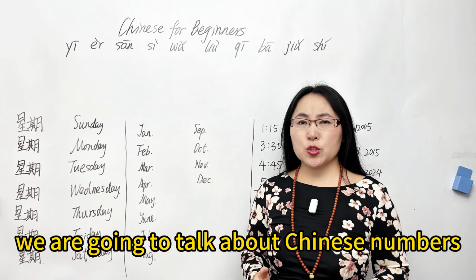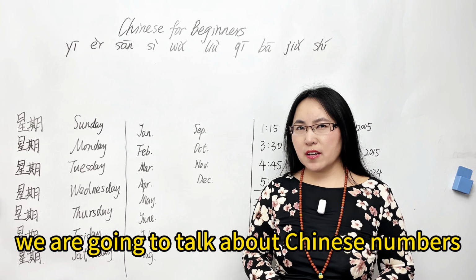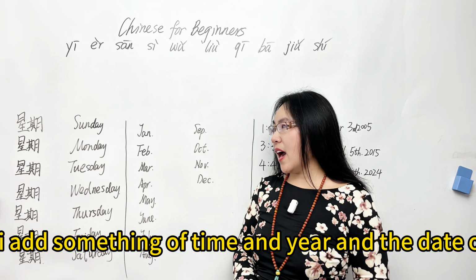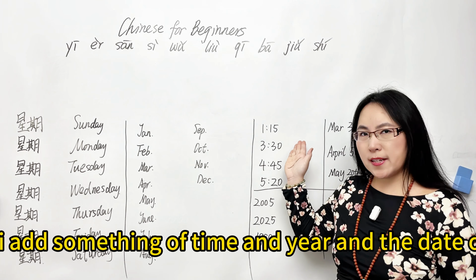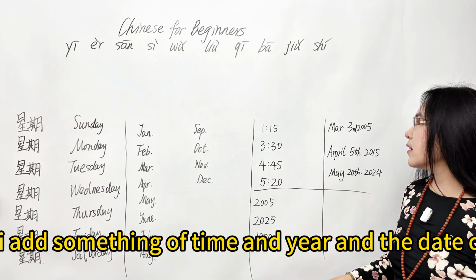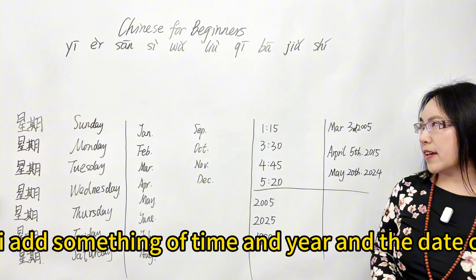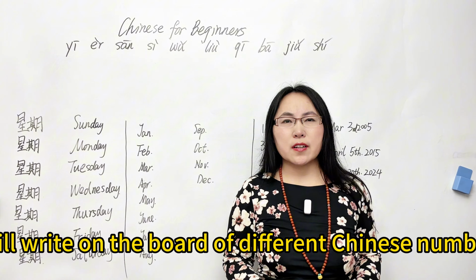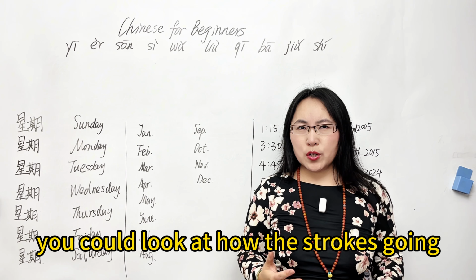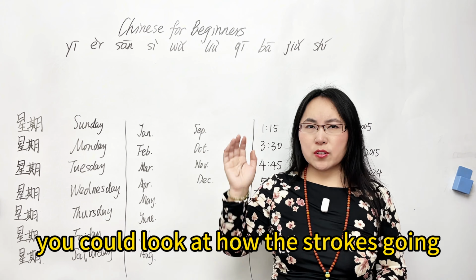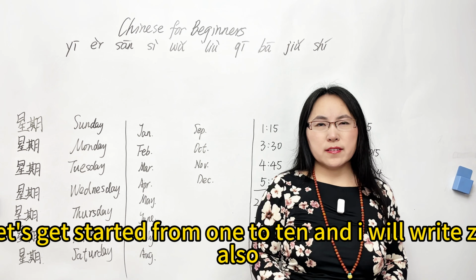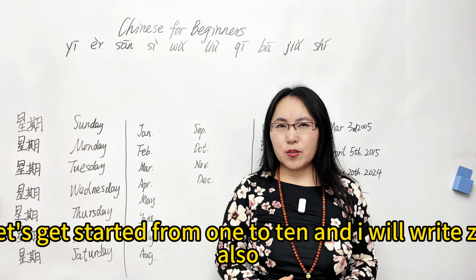Today we are going to talk about the Chinese numbers. I will teach you the Chinese numbers again, but I add something of time and year and the date. Okay, let's get started. I will write on the board the different Chinese numbers. You could look at how the strokes go. So let's get started. From 1 to 10, and I will write 0 also.